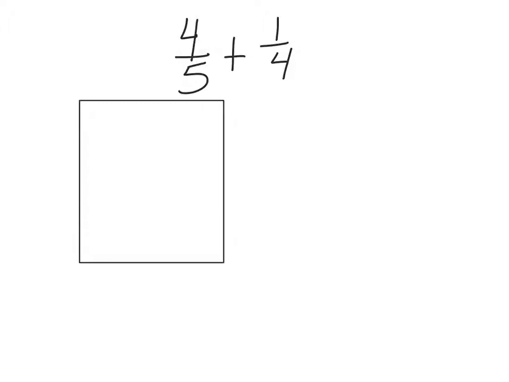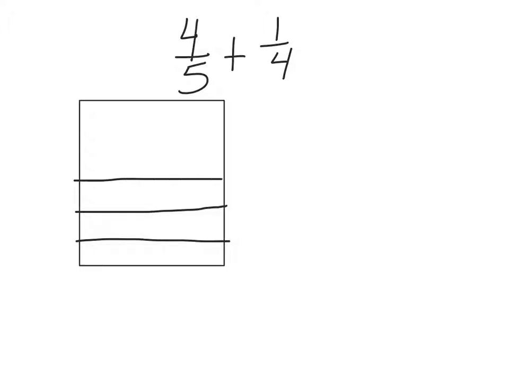Here's my first fraction box, and since the denominator has a 5 there, that means I need to create 4 lines to make 5 parts. So I'll go 1, 2, 3, and 4 lines should give me 5 parts. 1, 2, 3, 4, and 5. Super. So now I'm going to make another area box, right?